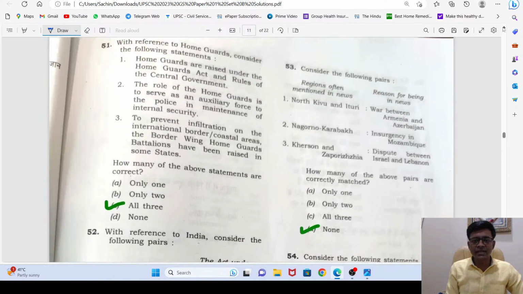Then question number 53, consider the following pairs: Nagorno-Karabakh, war between Armenia and Azerbaijan. No, this Nagorno-Karabakh is related to the war between Armenia and Azerbaijan. So the first pair is incorrectly matched. The second is also incorrectly matched. Kherson and Zaporizhia, it is Israel and Lebanon. No, according to me, it is between Ukraine and Russia. So all the three pairs are incorrectly matched. That's why your answer is D, none.